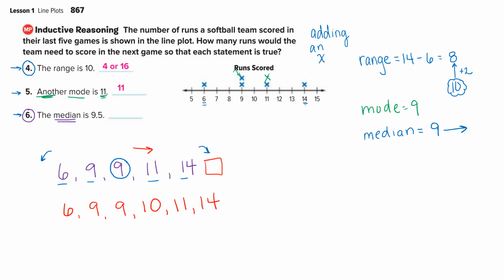Okay, so I have left, left, left, right, right, right, middle. And what is between 9 and 10? 9.5. So if in the next game they score a 10, or they get 10 runs, then the median will be 9.5.